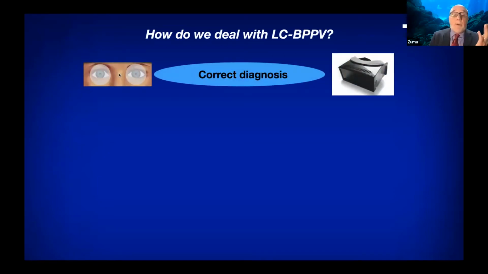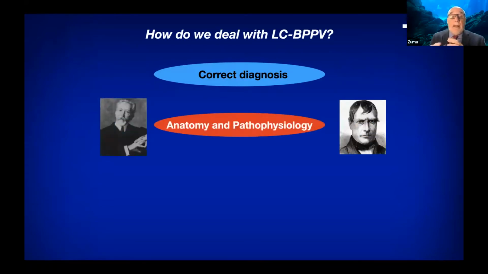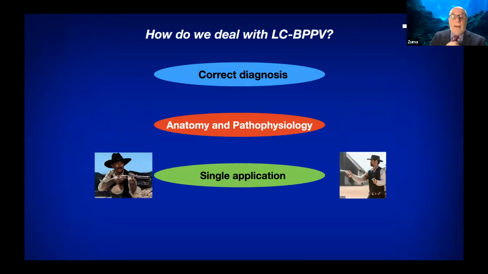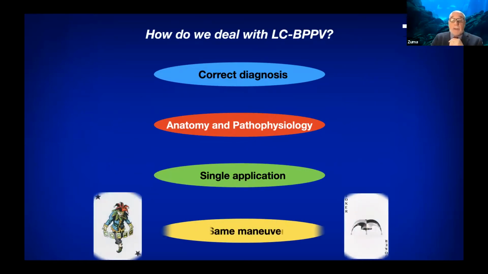So, in order to summarize, how do we manage lateral canal BPPV? First and foremost, the correct diagnosis and eliminating the visual fixation. That, to me, is very important. The second, knowledge of anatomy and pathophysiology: Ewald, Laura, and Florence. The third, the single application. And the last one, the Zuma maneuver for both variants.